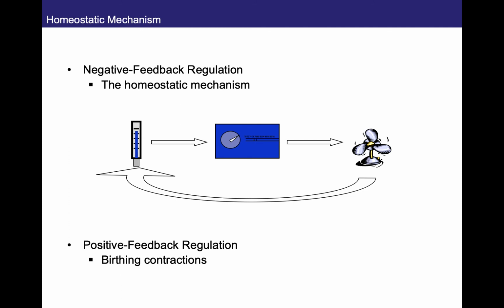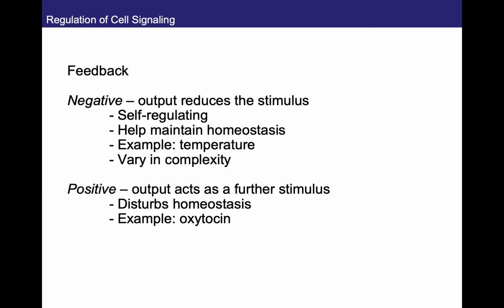All right, so here's kind of more of a definition of negative and positive feedback mechanisms. Negative feedback mechanisms, this is where the output, like cooling down the room, reduces the stimulus, shuts it off, okay? It's self-regulating, it helps maintain homeostasis, and our example that we used in class was temperature. It can vary in complexity. Positive feedback mechanisms, this is where the output actually further increases the stimulus. The output acts as a further stimulus, disturbing homeostasis, and the classic example is oxytocin.